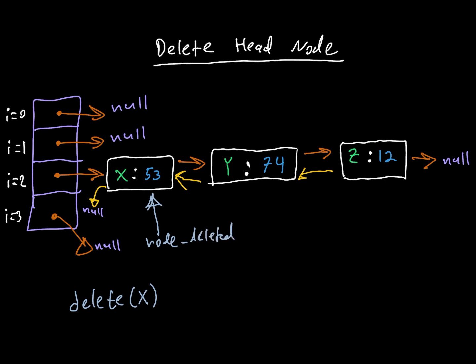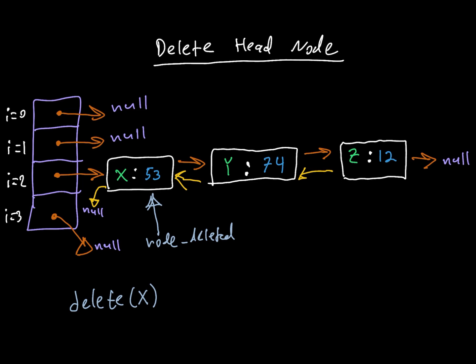Then we would once again take the key, run it through the hashing function to get the index, but this time we wouldn't traverse. We would simply be interested to see what the head node is. In this situation, the head node is pointing to the same node as node to be deleted, in which case we know that we're deleting the head node, right?